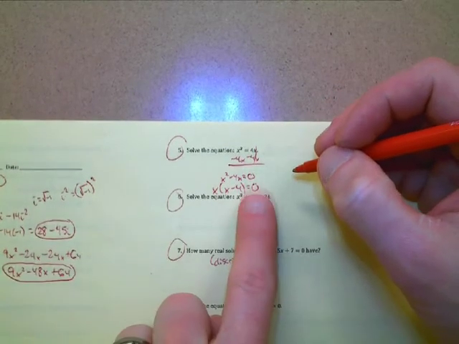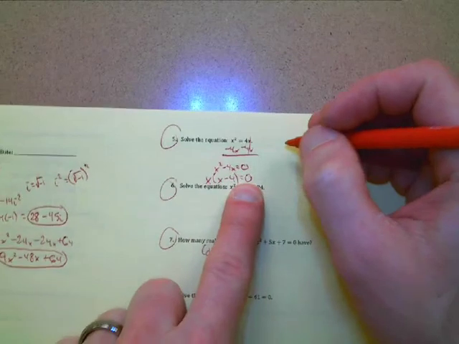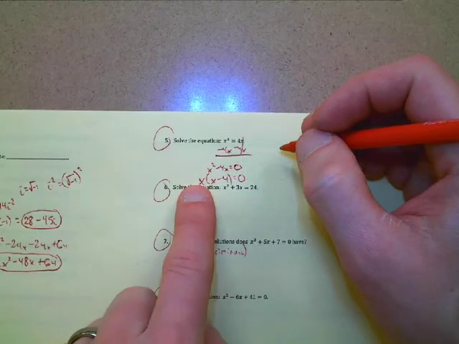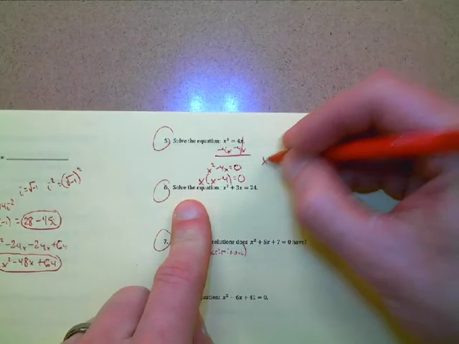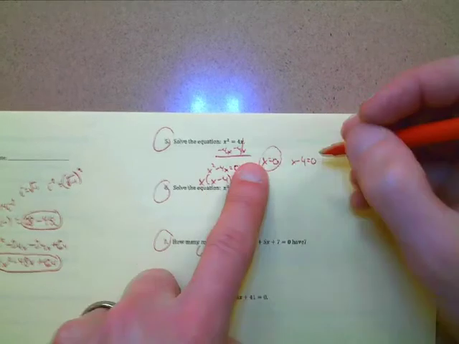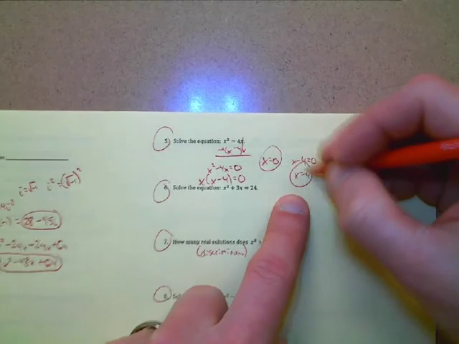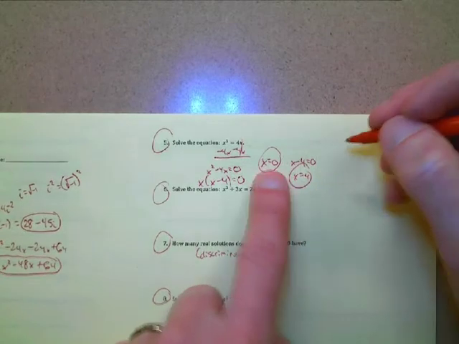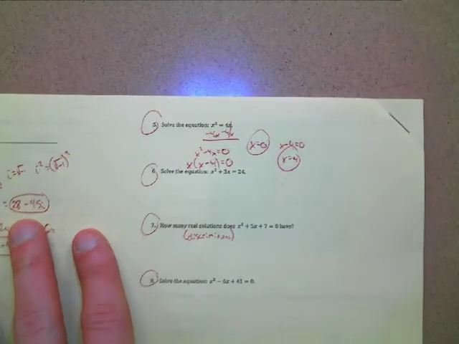See that? And then we can set each one of these two pieces equal to 0. So set x equal to 0, set x minus 4 equal to 0, and solve. Well, that's already solved, and this one we get just x equals 4. So 0 and 4 are our two solutions there.